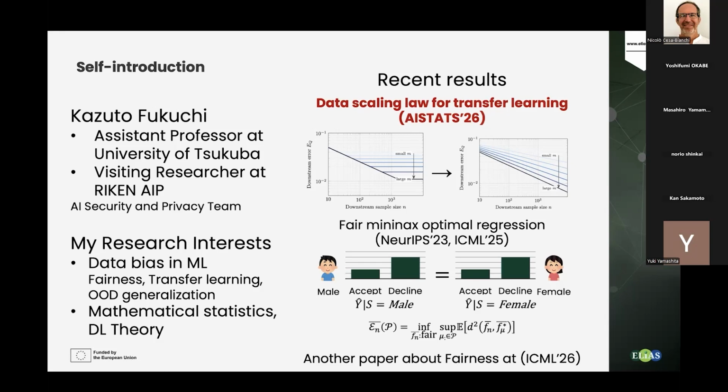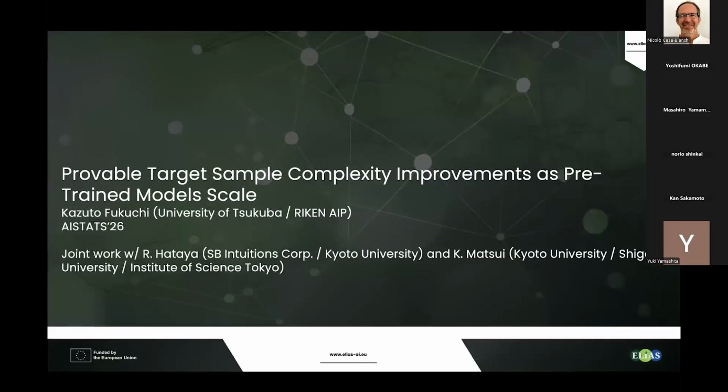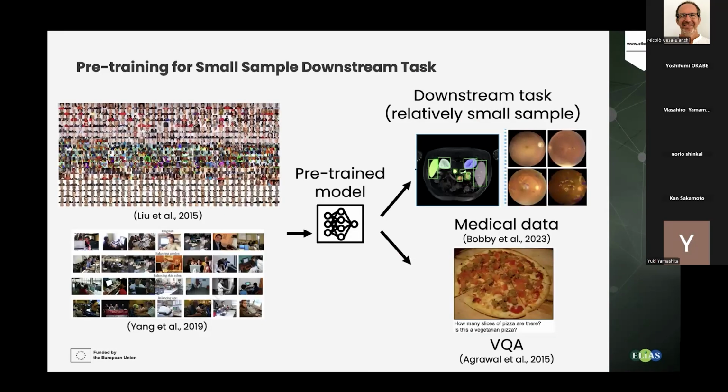Today, I'd like to talk about the result about scaling laws. This is a joint work with Ryuichi Hataya and Kota Matsui. So what we are thinking of is pre-training. This is nowadays a common technique for machine learning. We construct a very, very large model using a bunch of data sets and use it to deal with some downstream task with a few samples.